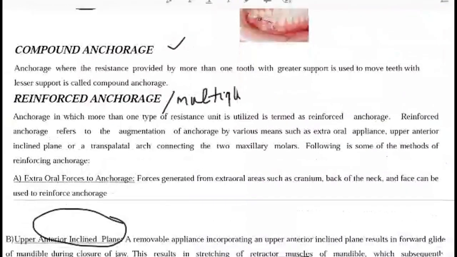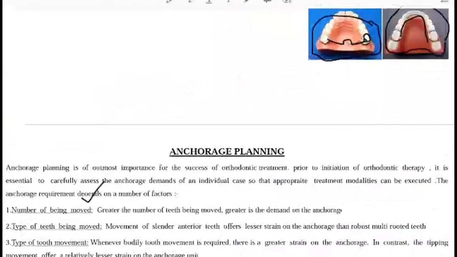And also we talked about the anchorage planning. So that's all about this class.